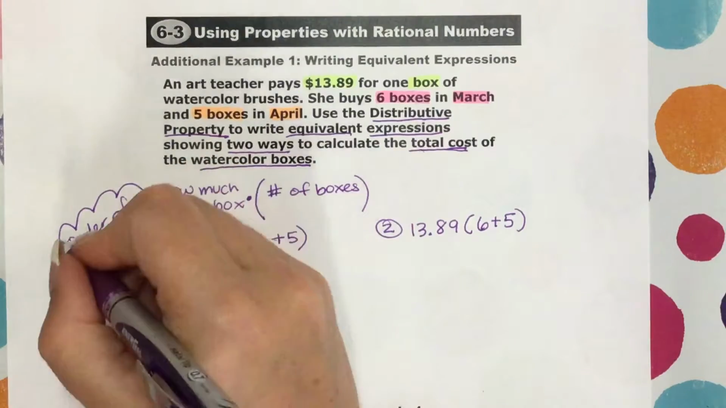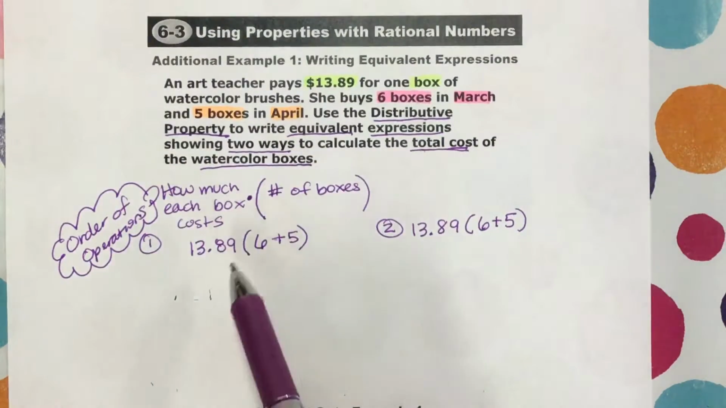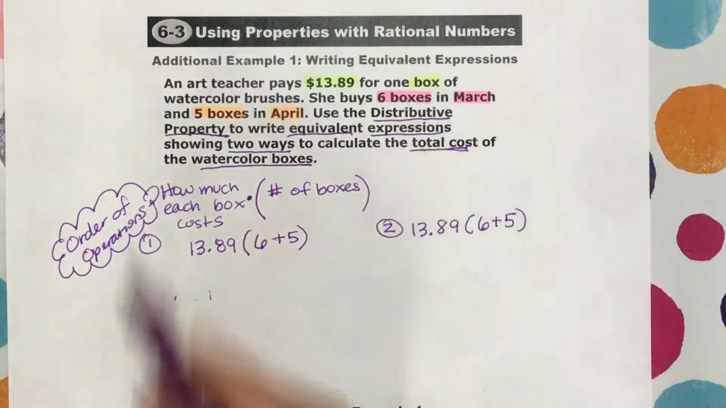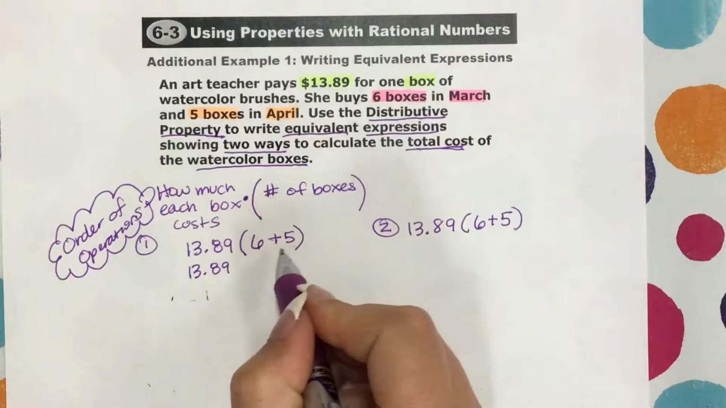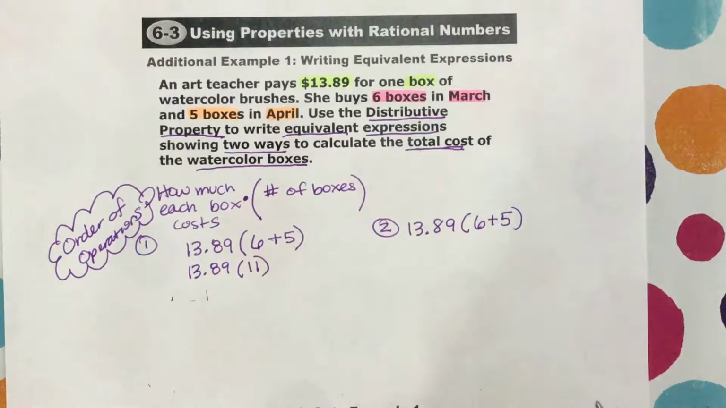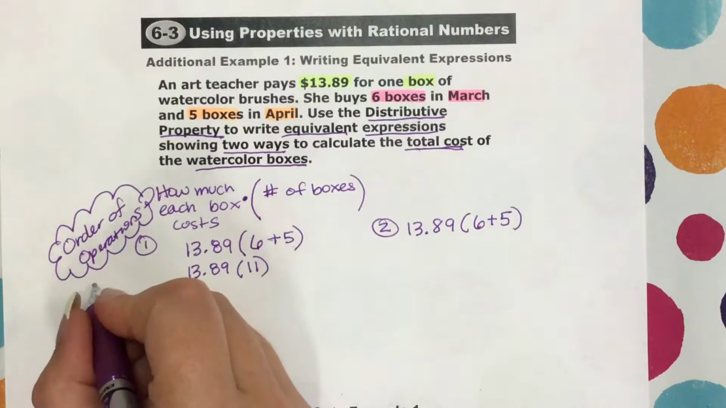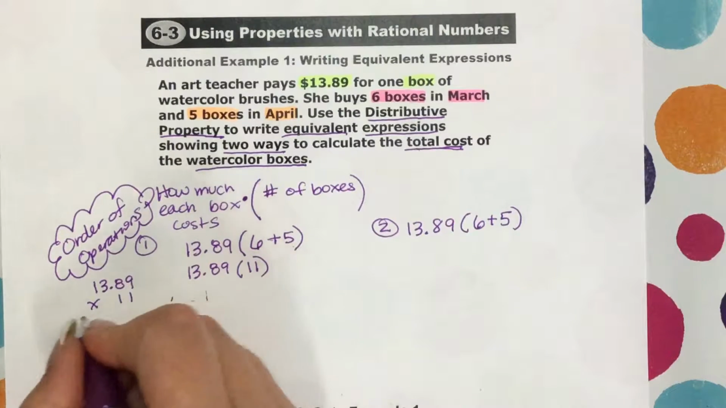Okay? And so the order of operations says we need to do the parentheses first. So it's going to be 13.89. We're going to do the parentheses 6 plus 5, which is 11. And then we're just going to do that multiplication. So I'm going to do it off to the side, 13.89 times 11.